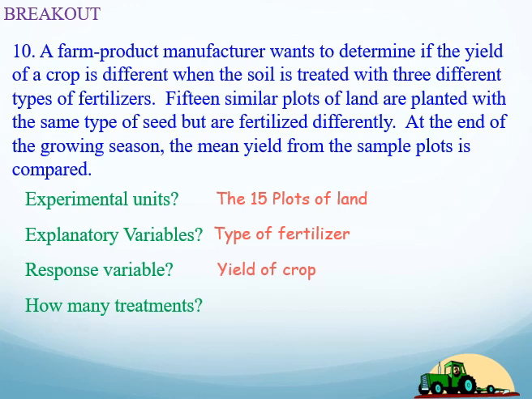And then how many treatments are there? Well, there were 3 different types of fertilizer, so 3 is the number of treatments. Everybody's getting some kind of fertilizer, but there are just 3 different types. So there's not really a control here. Maybe one of the fertilizers is the fertilizer we use every year and we're trying 2 new types. Who knows? They didn't really give us those details.